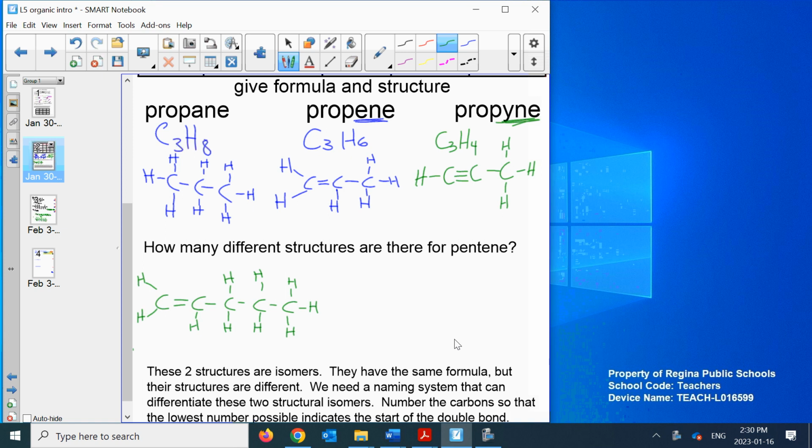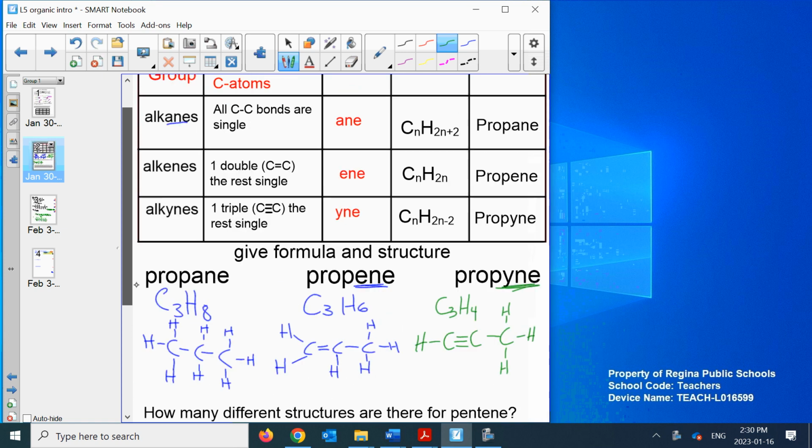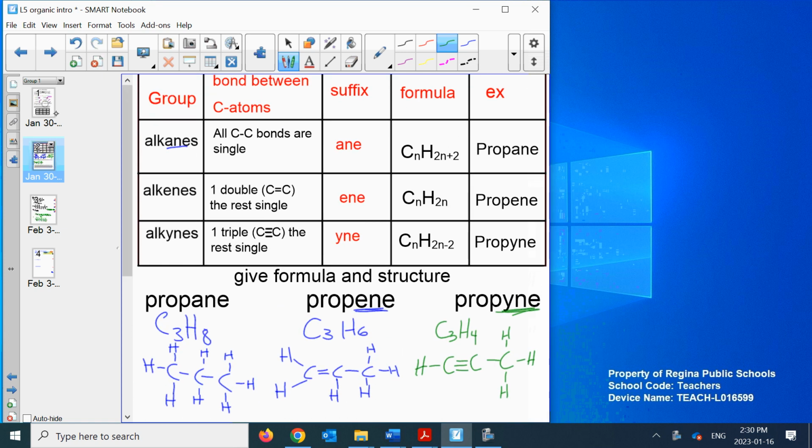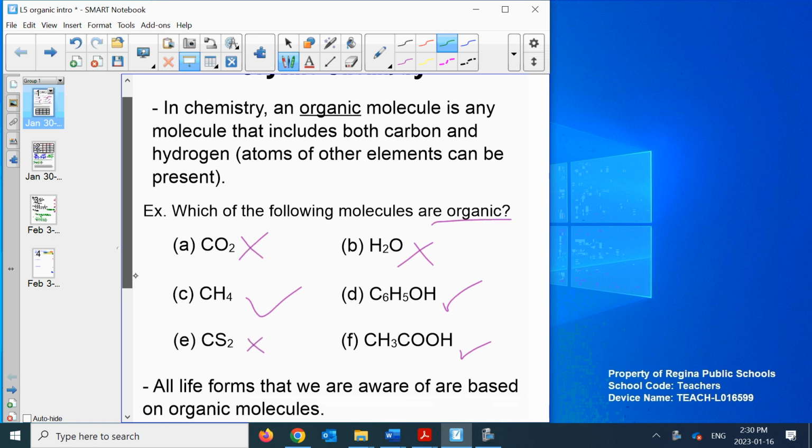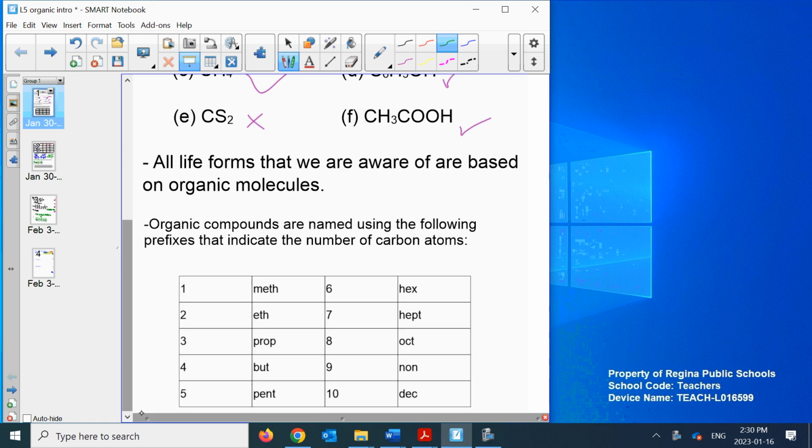Anyways, we had begun this, and we went over, this is for the benefit of the recording, that something's organic if it has both carbon and hydrogen in the molecule. We verified that. You have to commit these prefixes to memory. Pause if you need, look at your notes.